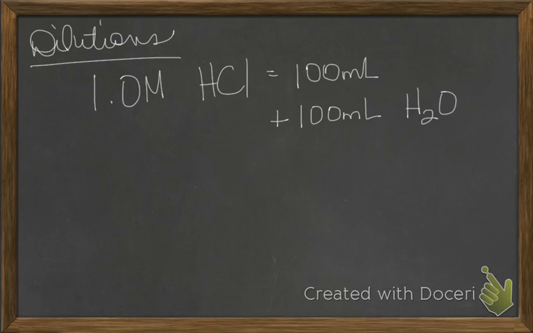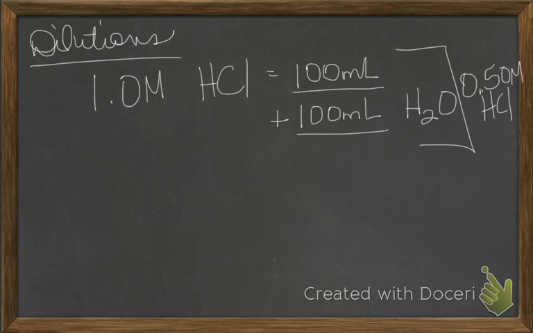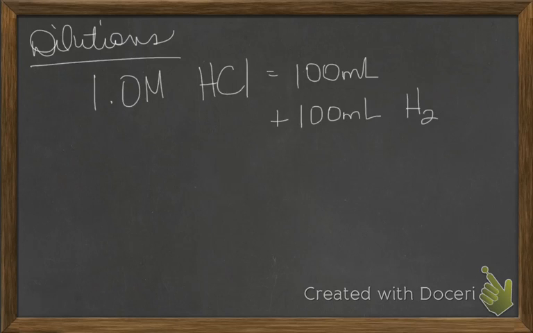Well, it's no longer 1 molar. There's no longer 1 mole per liter. I just cut the concentration in half. When I take whatever the concentration is and I add an equal volume, I cut the concentration in half. So this would be a dilution, and what I would have now is 0.50 molar HCl, because I just cut the 1 molar in half. And that's easy to see, that if you have 100 in this example and you add 100 of water, it just cuts the concentration in half.